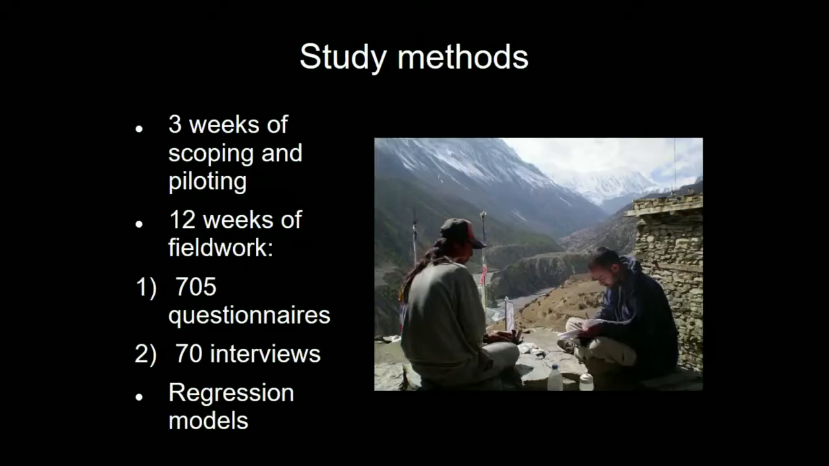In terms of the methods, after scoping and piloting, we had 12 weeks of fieldwork, and collected 705 household questionnaires, mostly analyzed quantitatively with regression models to look at what best predicted attitudes and conflict.